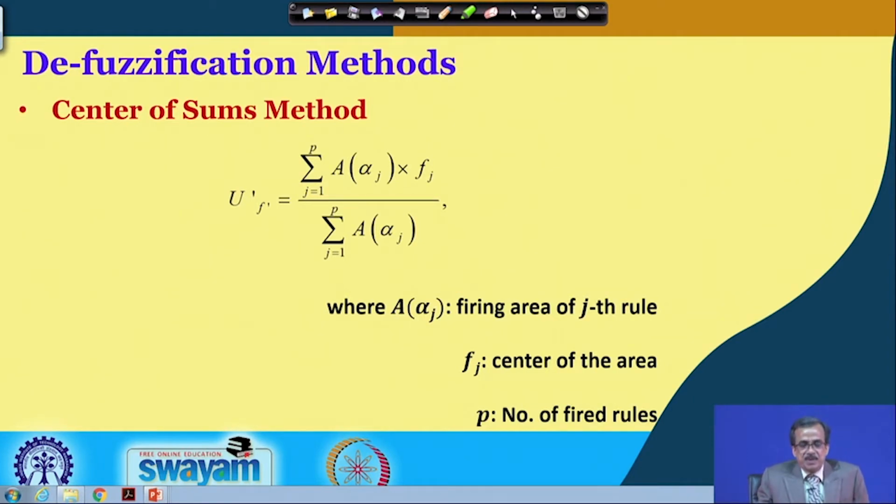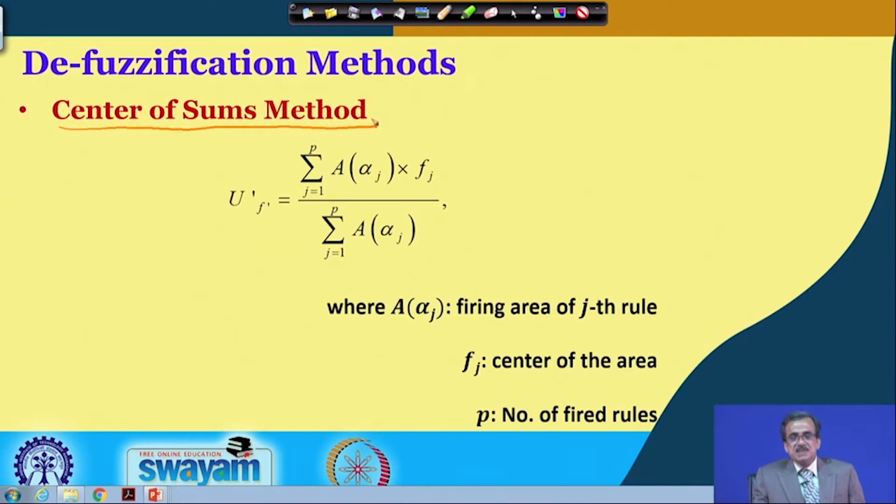Now, we are going to discuss the de-fuzzification methods. If you see the literature, we have got a number of methods for de-fuzzification, and I am just going to use 3 methods for de-fuzzification which are very popular. Here the first method is the center of sums method.